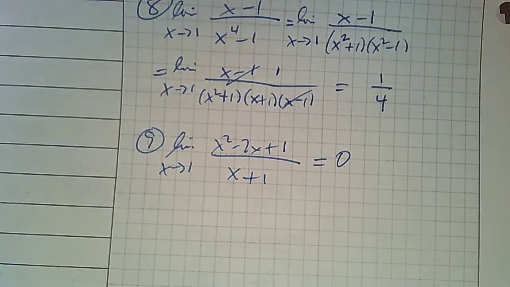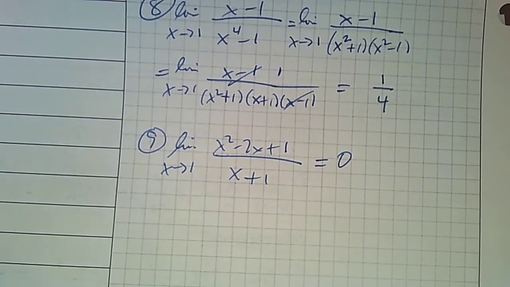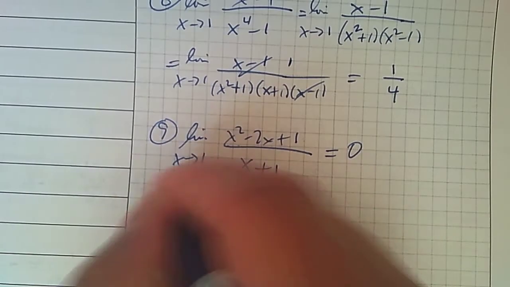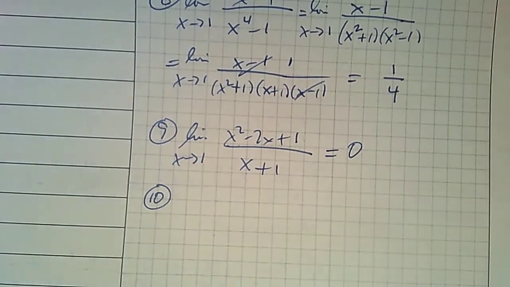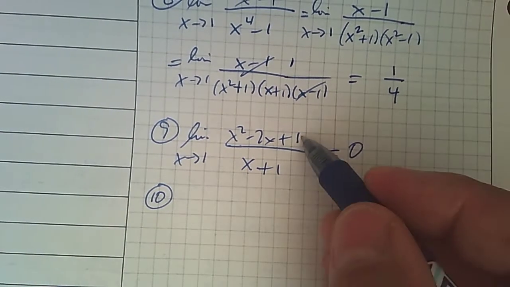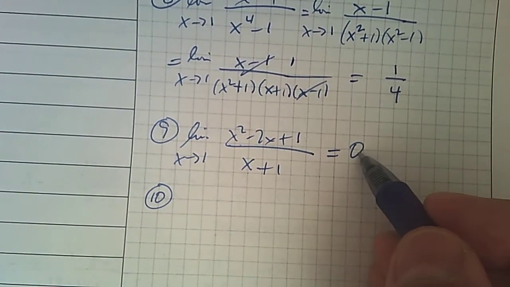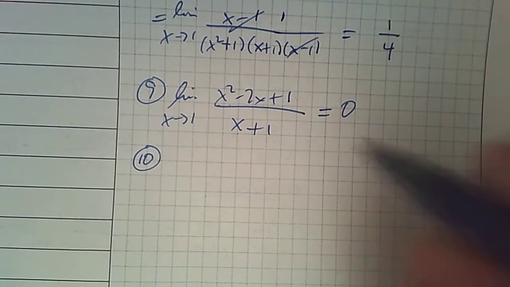0 on top, good. 0 on the bottom, bad. However you want to remember it. So 0 divided by a number is great. That answer is 0. A number divided by 0 doesn't exist. Number 10.